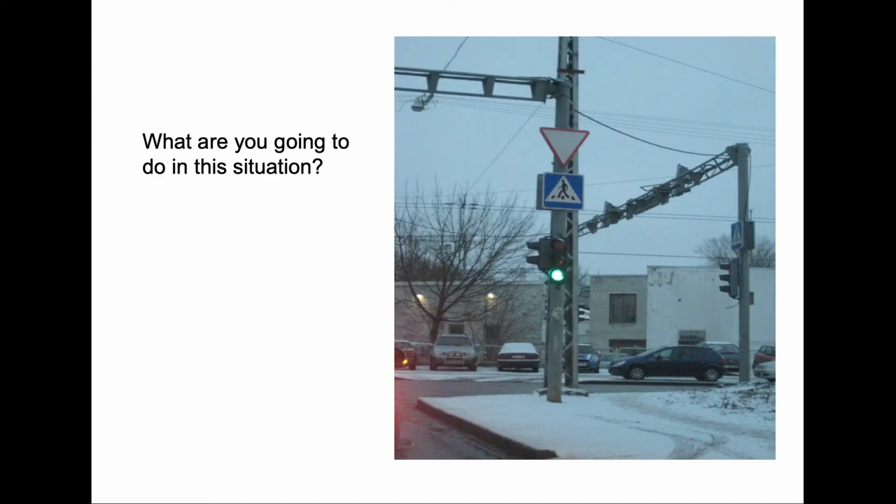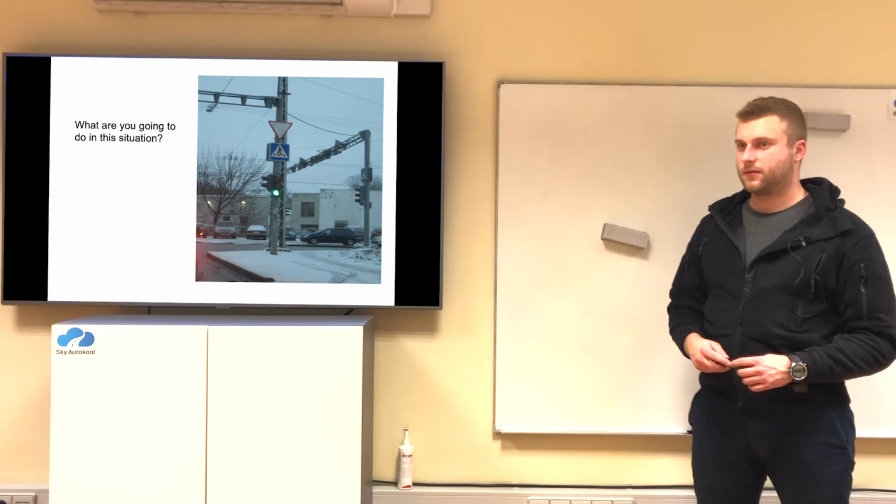What are you going to do in this situation? We have a traffic light and a give away sign. So do you have to give away, or can you move? If there is a pedestrian, you wait for the pedestrian, and then on the green light you don't have to give away. You can go. Let's say to these cars standing on the right side, you don't have to give away, because you have the green light.